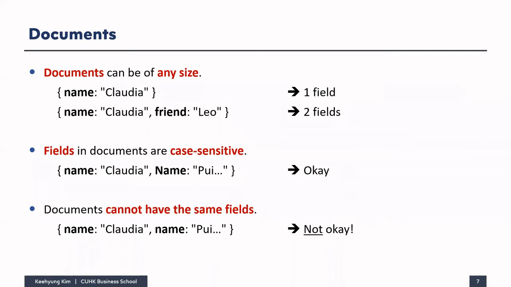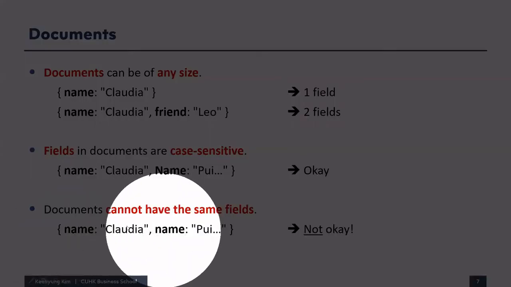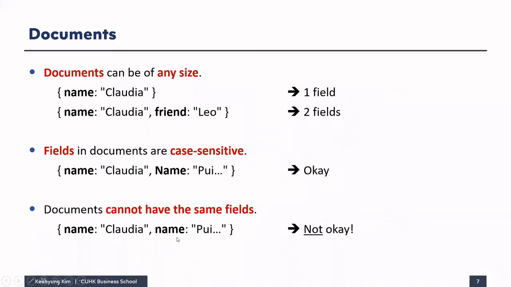And the last rule is that we cannot have the same field. So if you have one field with a name, and if you create another field with the same name, then this is not allowed in MongoDB. Every field name should be different in a document in MongoDB. So those are some simple rules you have to be careful about when you are creating a document in MongoDB.